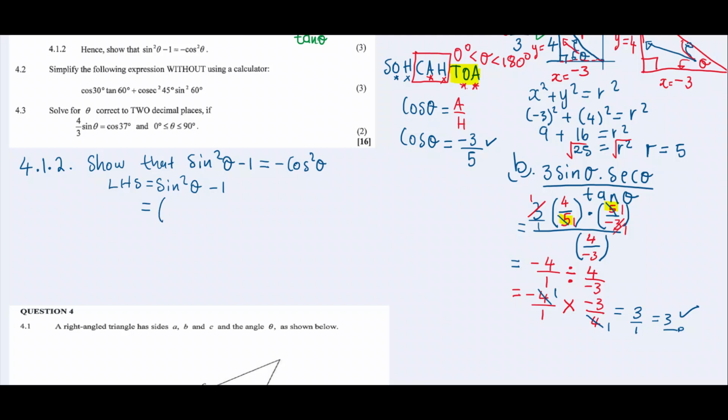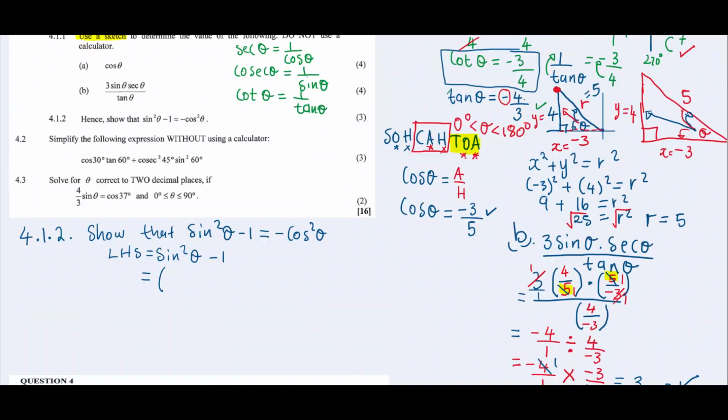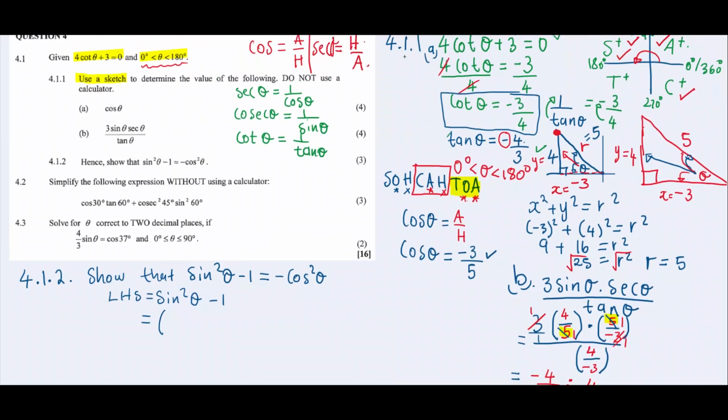So if we try to work this one out, sine square theta, what is sine theta? Sine theta, based on the triangle, is the opposite side, which is 4 over 5. So we're looking at the triangle. This is 4 over 5. And then here, when we square the 4 over 5, it's 16 over 25 minus 1.